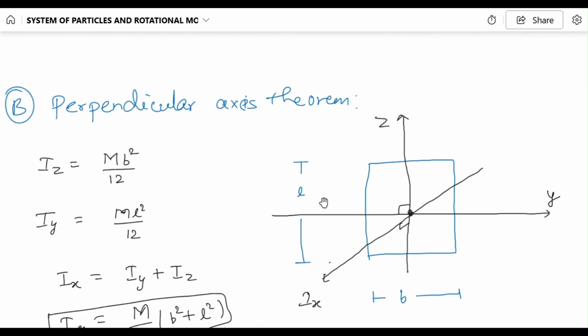And this is an example. So this is all for this class. In the next class, we will continue our discussion of system of particles and rotational motion.